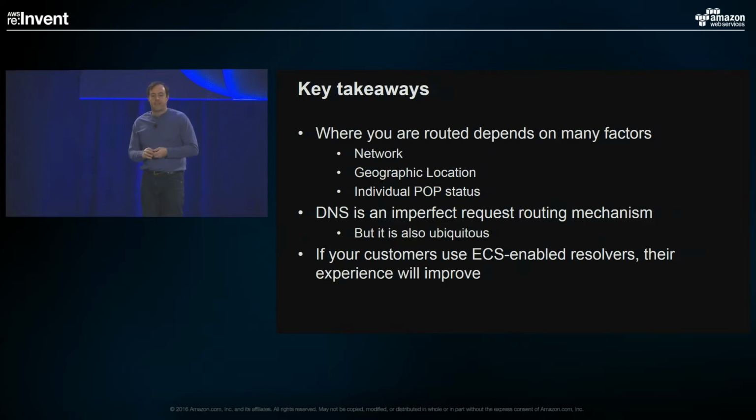So fundamentally, the key takeaway I'd like to leave you with, as we get to Cherie talking about configuring your distribution, is where you're routed depends on a number of factors: your network, your geographic location, as well as the status of our individual locations. DNS is an imperfect mechanism for this. These kinds of problems, you would say, why would you use DNS? The ubiquity of DNS, being in literally every device out there, is a really challenging benefit to overcome. So we put up with a lot of challenges because of it.